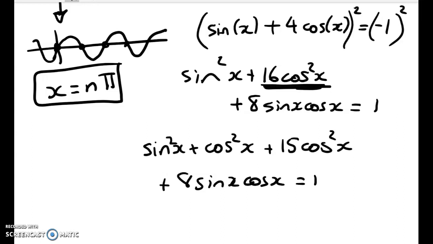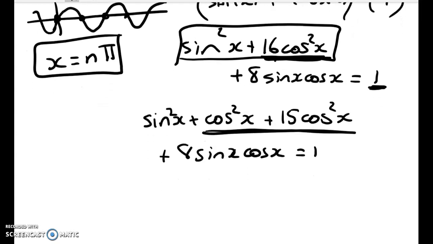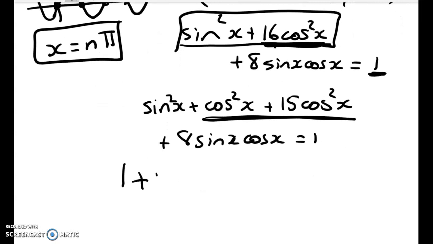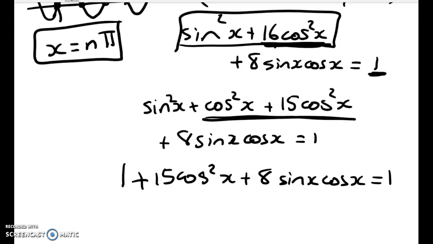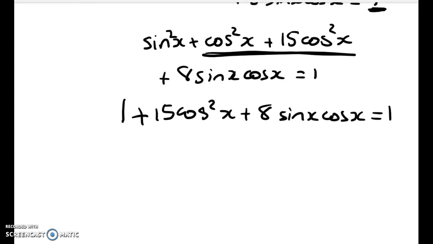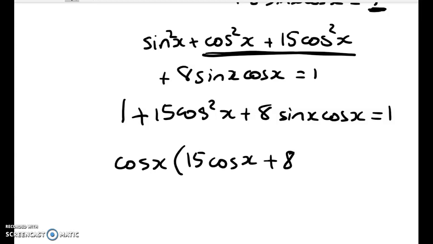So why did I split this up into the 2 bits? Well, it was because I could see here that I had 1, and I could see here that I could get 1 and some leftover out of this. So that leaves me with 1 plus 15 cos squared x plus 8 sine x cos x is equal to 1. And now we're getting somewhere because we can factorise. So cos of x times 15 cos of x plus 8 sine x is equal to 0.